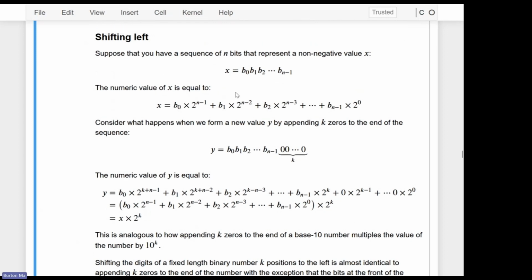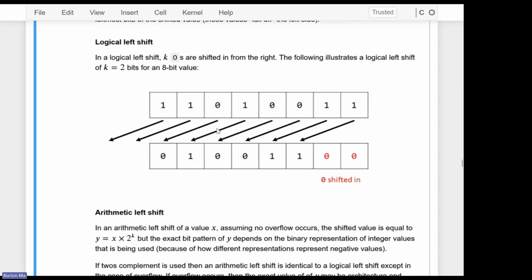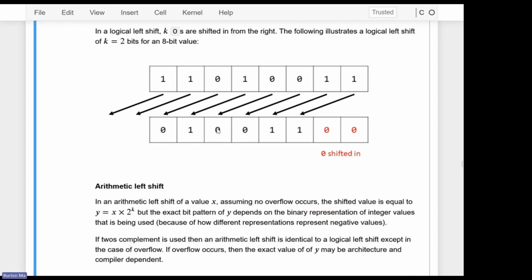Okay, I want to take a binary number and shift the bits to the left. Let me look at the picture first and then we'll come back to the text. Here I've got this binary number 11010011. I'm going to shift the bits two positions to the left. Starting at the right-hand side, that one moves two positions to the left, so it ends up here. This one goes two positions to the left, so it ends up here. Anything on the left-hand side that gets shifted two bits to the left just falls off the end of the number. Over on the right-hand side, zeros get shifted in to fill in the missing values.